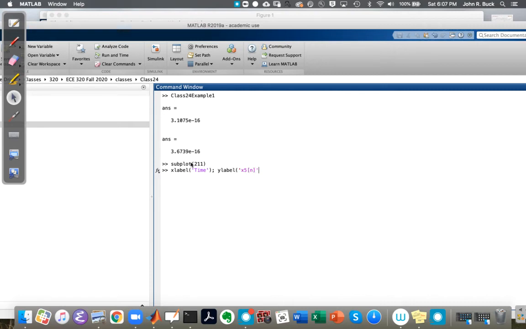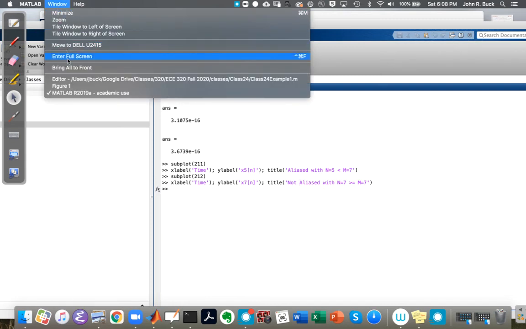This is my x5 of n. So this is the aliased version with n equals 5, less than n equals 7. Seven, this is the second version. This is the non-aliased version. All right, so let me get the window back up in front.